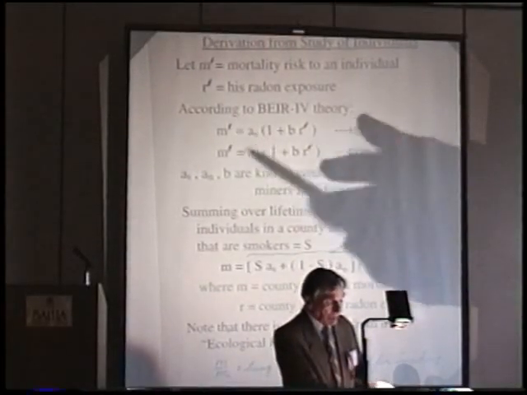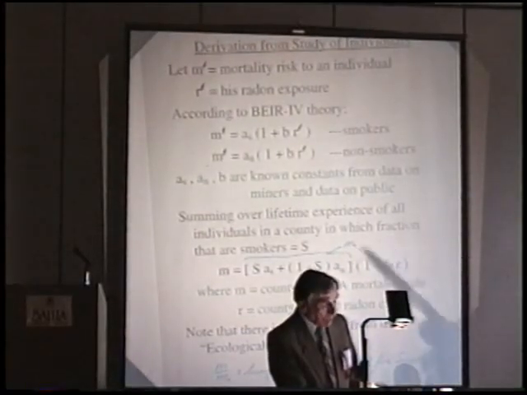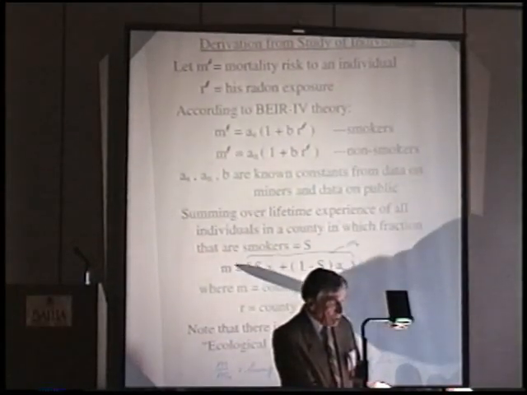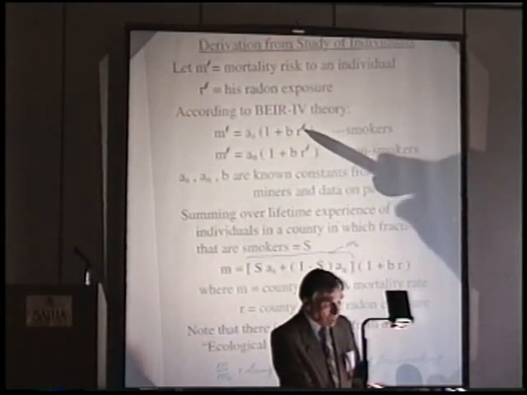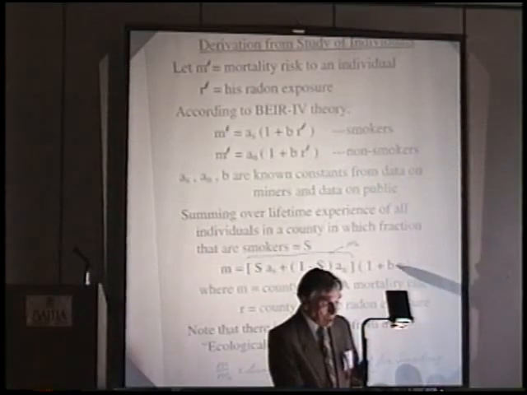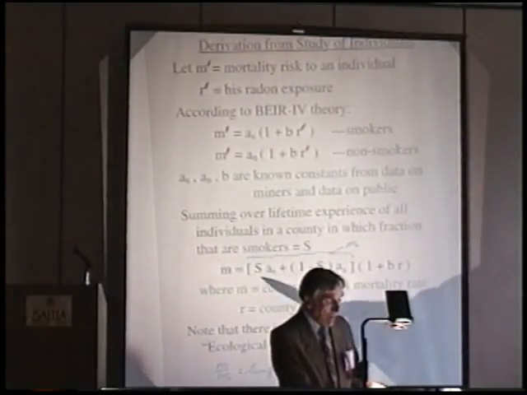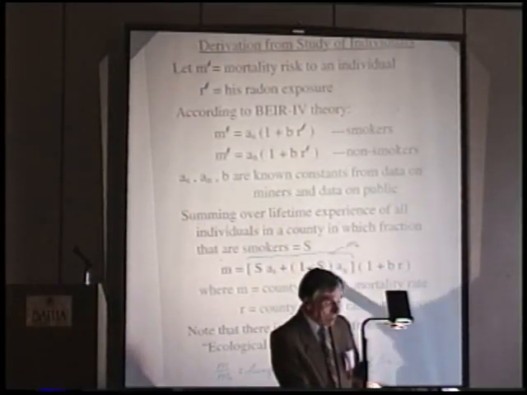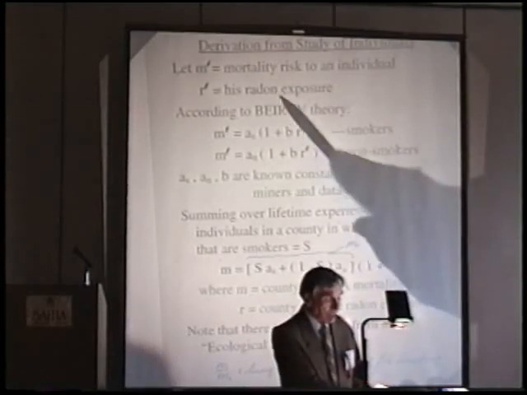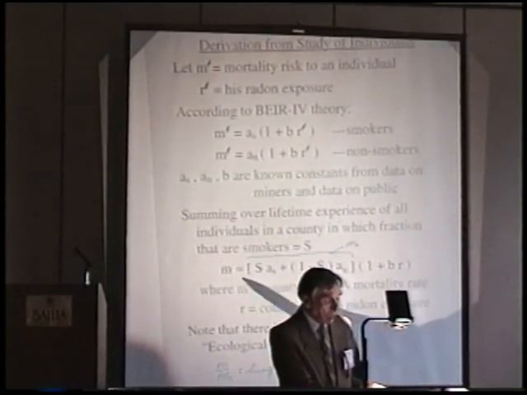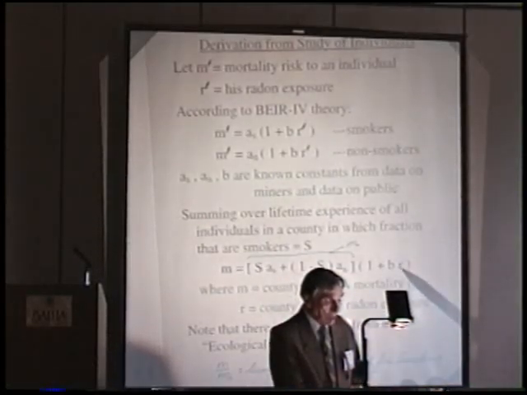Well, if you add up the risk to all the individuals in a county, all the residents, and divide by the population, you get the average mortality rate. If you add up the radon exposures to each individual and divide by the population, you get the average radon exposure. And in adding these things up, you get this term, which depends on the fraction of the population that are smokers, and this is the fraction of the population that are non-smokers. So this is straightforward mathematics, which starts with a study of individuals and comes out with the thing that our data are measuring, namely the mortality rate in the county versus the average radon level in the county.